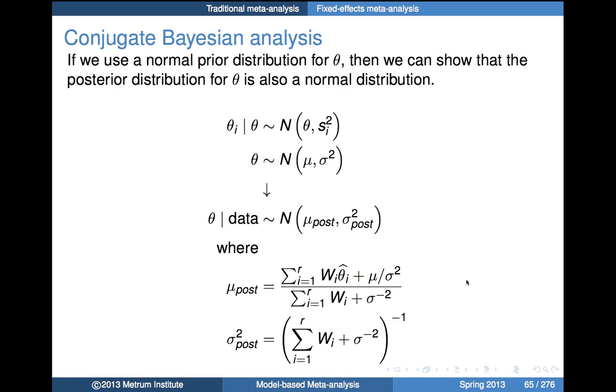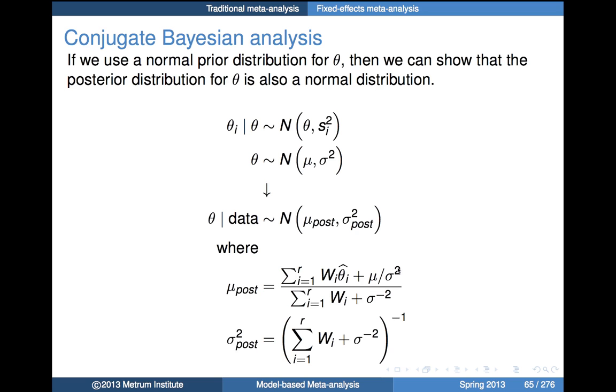Just to see that, let's come back to this slide and look at these two expressions. If 1 over sigma squared is small relative to the sum of the weights, then this term here is roughly equivalent to the sum of the weights, which is the variance of that fixed effects estimator.